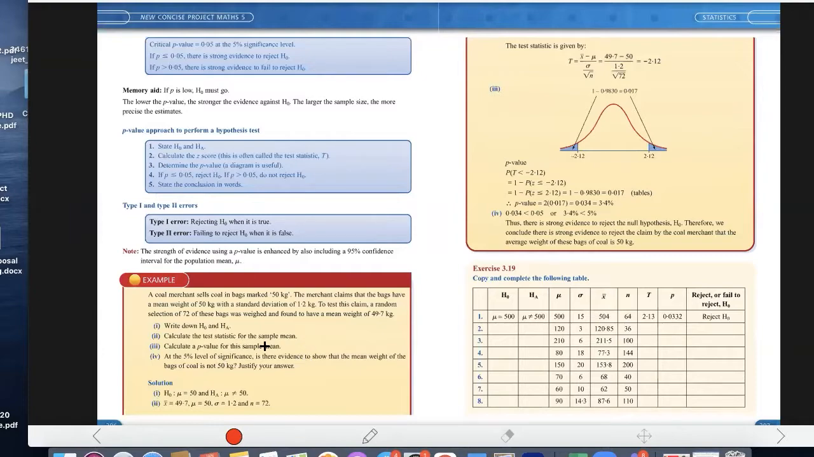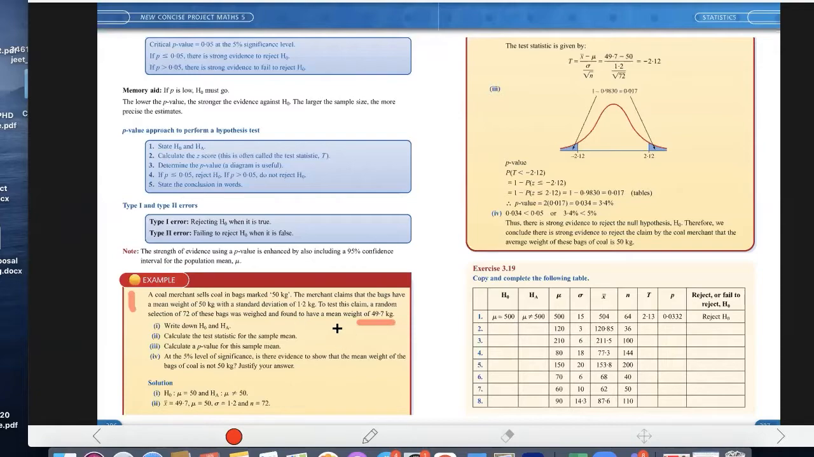I'm going to go to the example to show you how to do it with the test statistic. A coal merchant sells coal in bags marked 50 kg. The merchant claims that the bags have a mean weight of 50 kg with a standard deviation of 1.2 kg. To test this claim, a random selection of 72 bags were weighed and found to have a mean weight of 49.7.